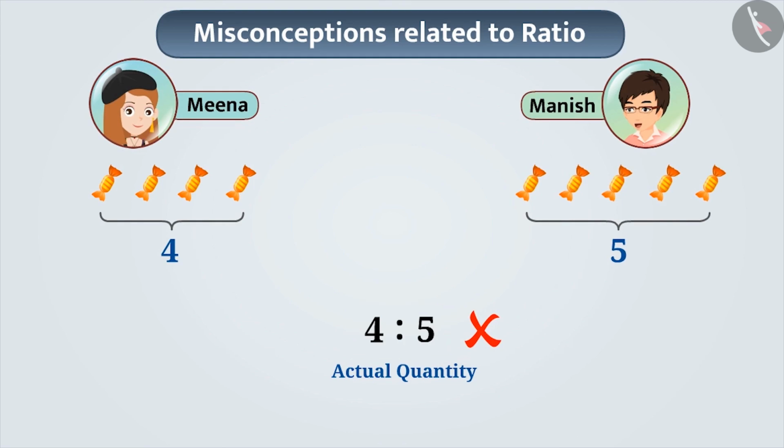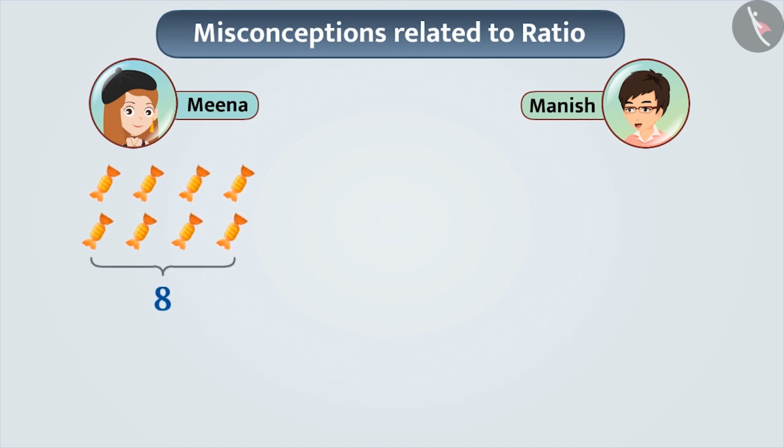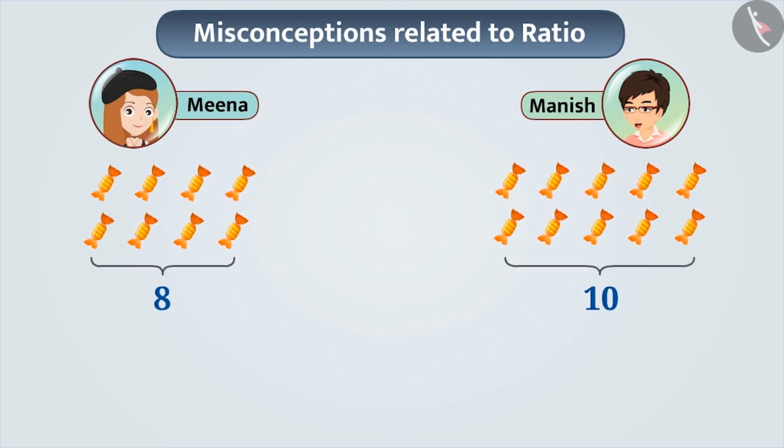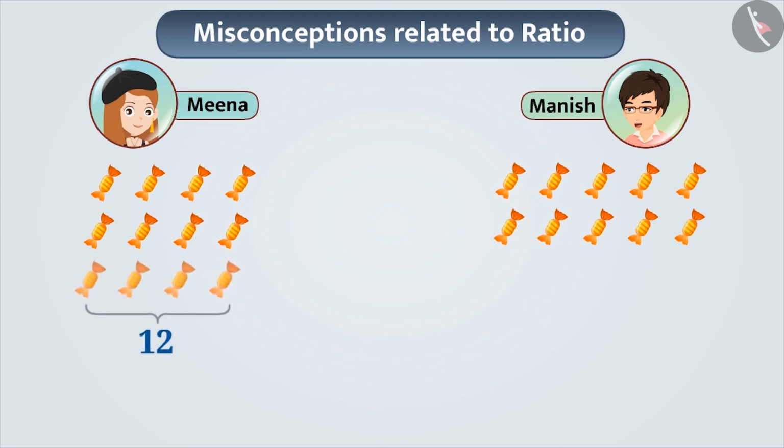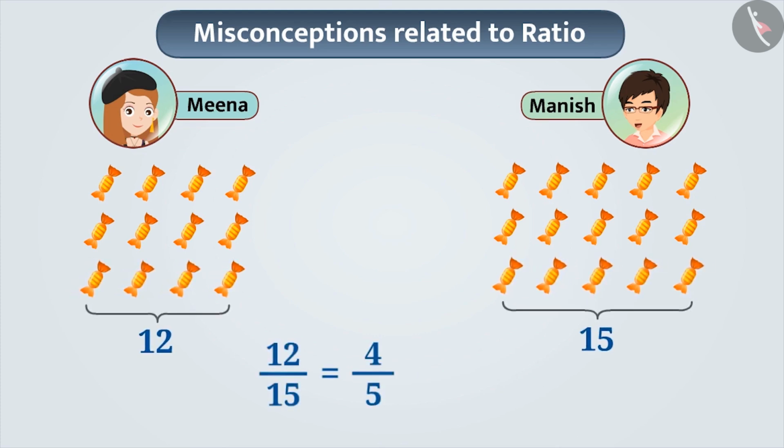Ratio does not tell us about the exact number of toffees. If Meena has 8 toffees and Manish has 10 toffees, then also we get the same ratio 4:5. Similarly, if the numbers of toffees is 12 and 15 respectively, then again we get the same ratio 4:5.